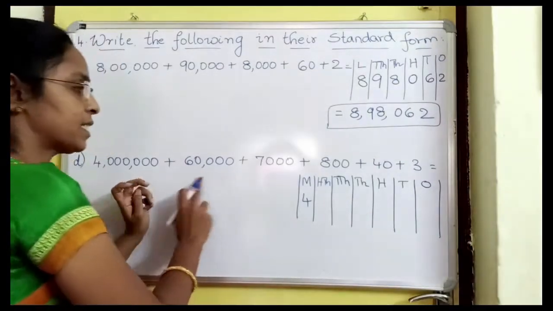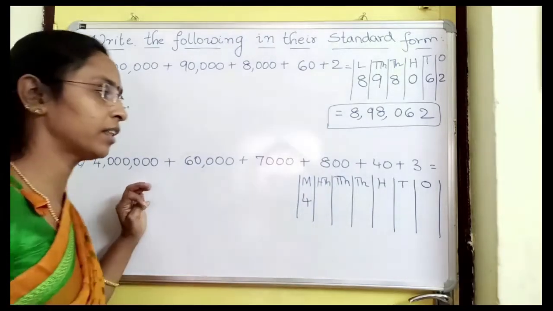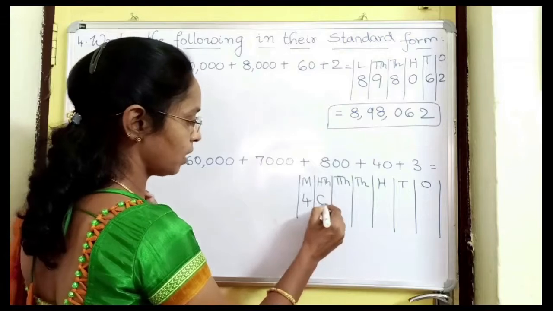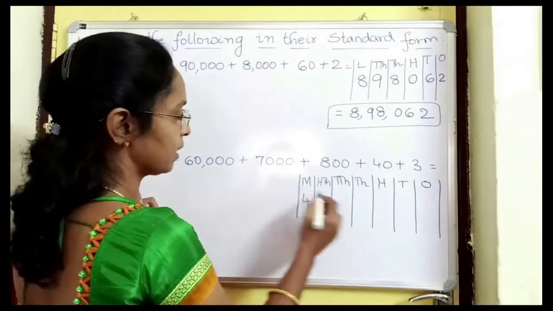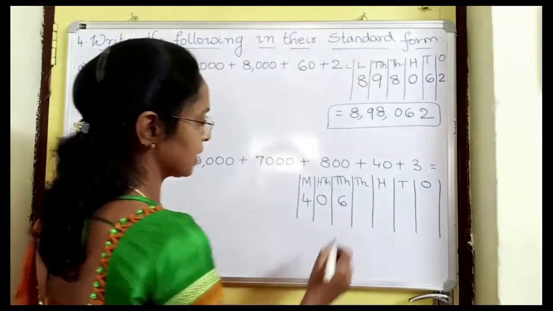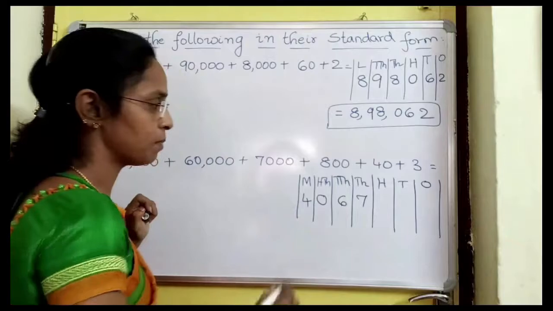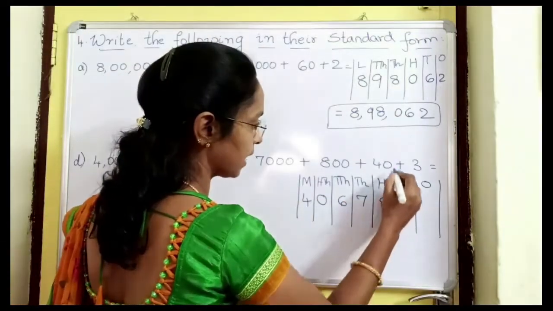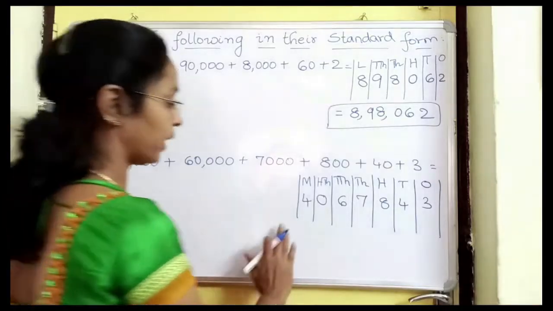Next comes 100,000. Is there any 100,000 here? You don't have any 100,000, so 0 in the 100,000s place. Next comes 60,000. 60,000 means the 10,000s place. Place 6 in the 10,000s place. Next comes 7 in the thousands place, 8 in the hundreds place, then 4 in the tens place and 3 in the ones place. This is how you write the number, children.